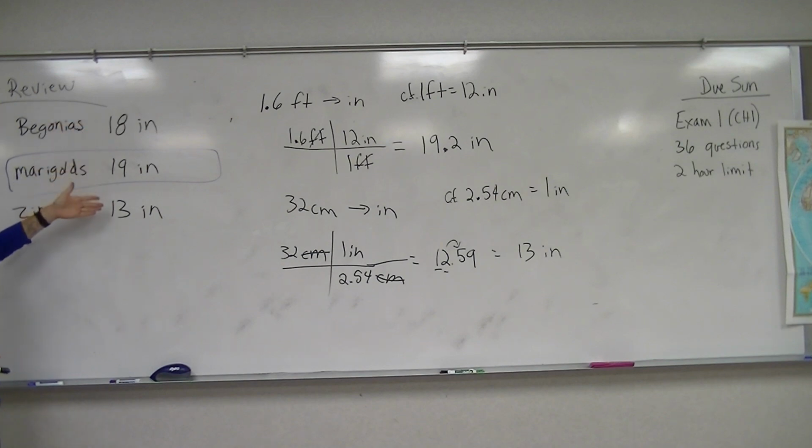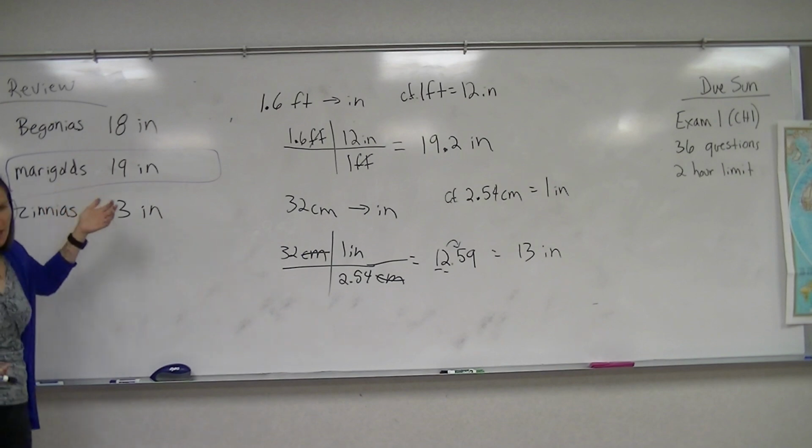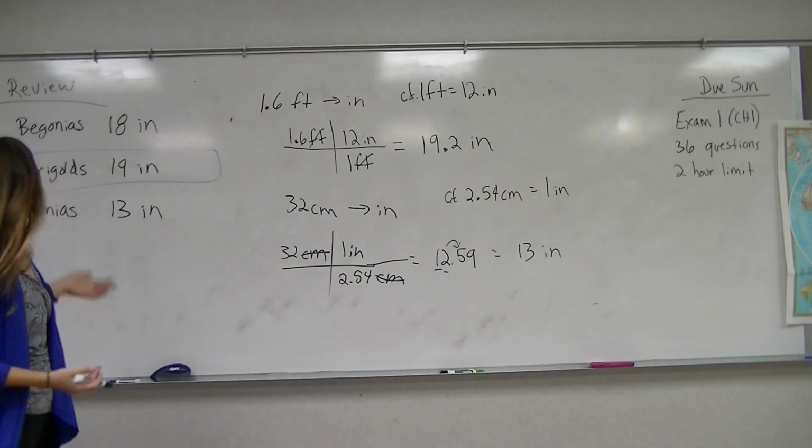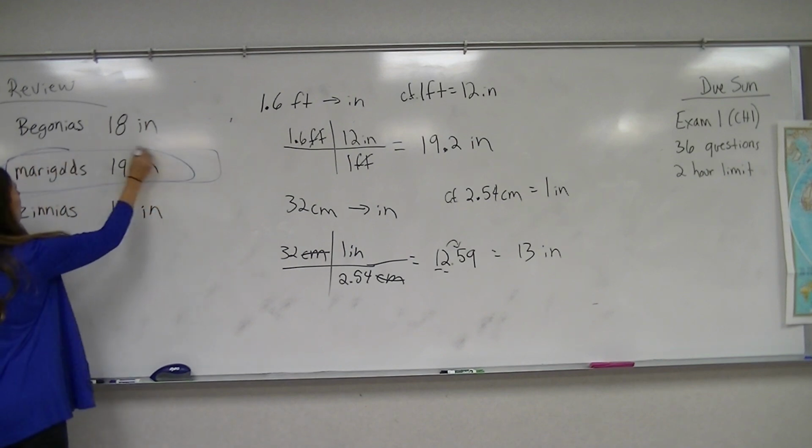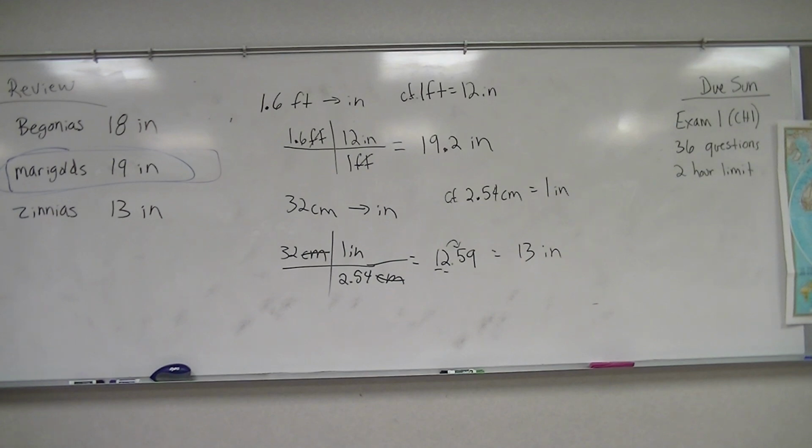Now, which plant's the tallest? Now that you have them all in the same units, compare the numbers. Whatever number is biggest, that plant's the tallest. And it is asking tallest, not smallest, right? Yes, tallest. So I unknowingly circled the marigold already, but marigold wins, 1 inch taller than the begonias. Okay, so your answer for that would be marigolds.